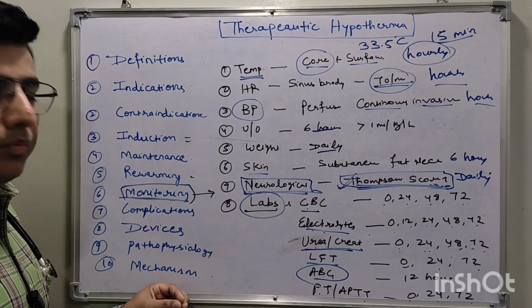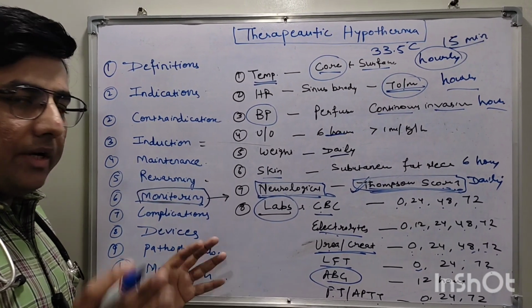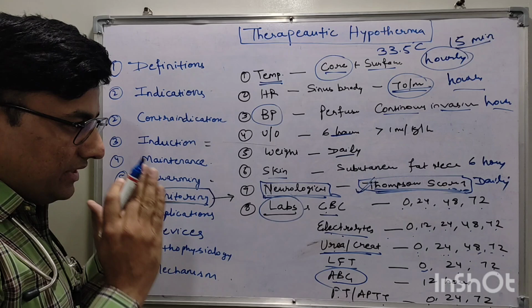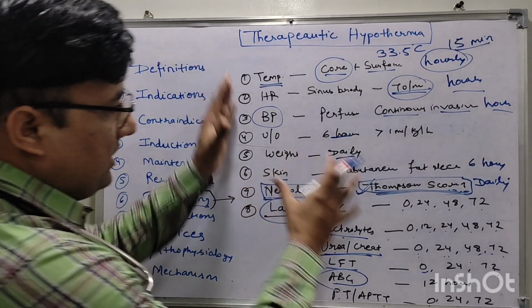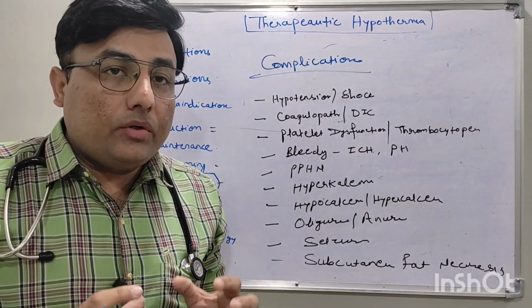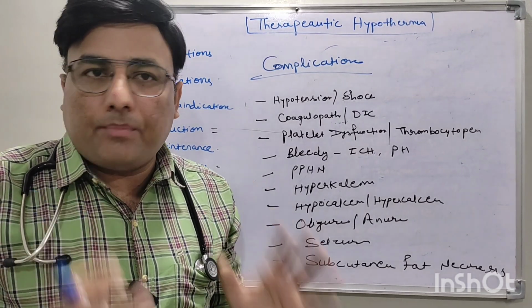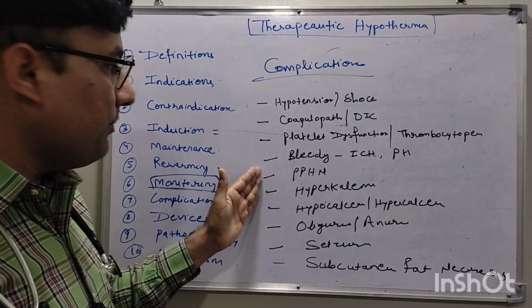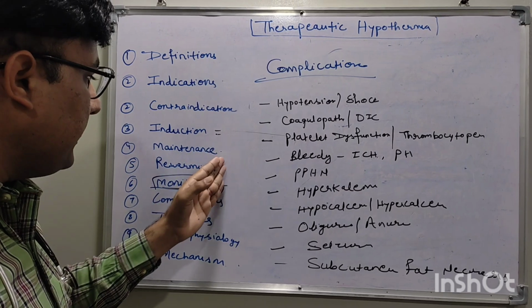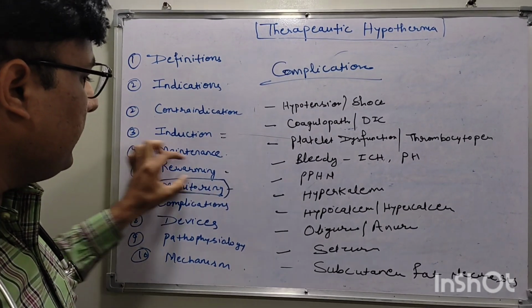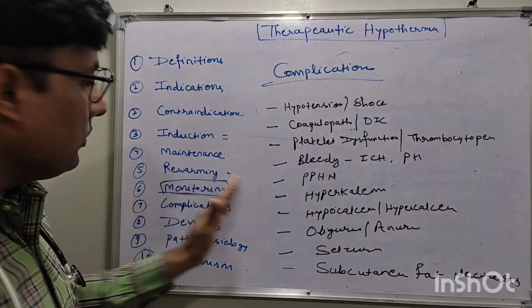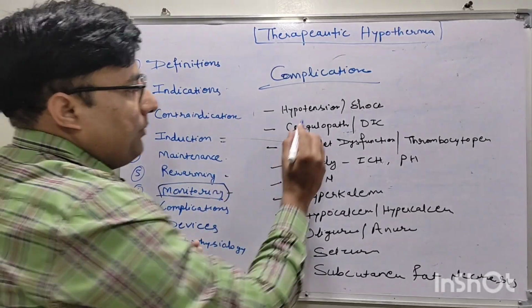Blood glucose we should monitor 6 to 8 hourly, because in HIE and therapeutic hypothermia, hypoglycemia can happen. So these things we have to monitor. Now coming to what complications can happen during hypothermia: they can happen during induction, maintenance, or during the rewarming phase. Most of the complications happen during the rewarming phase only, so we have to do slow rewarming. So what are the things that can happen?